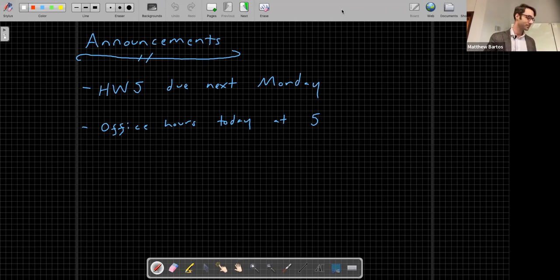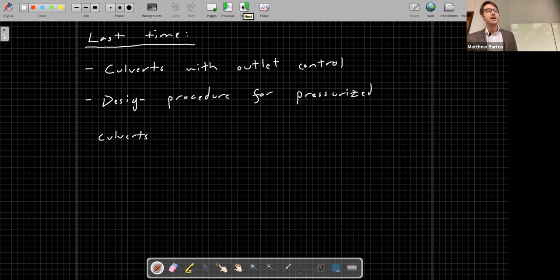Okay, sounds good. Well, with that, we will go ahead and get started. A quick recap. Last time we talked about culverts with outlet control. As you remember from last week, in culvert design, there are 2 primary types of culvert design we can do: culvert design for inlet control and culvert design for outlet control. Last week we covered outlet control, and specifically we covered the design procedure for pressurized culverts, or culverts that are submerged on both ends with the culvert flowing completely full.